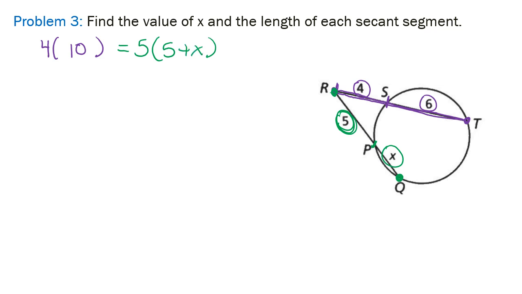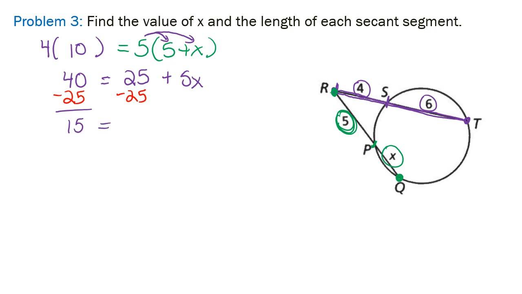Now our equation's set up for us to solve for x, so now we just do our algebra. We have 4 times 10, which is 40. We distribute our 5, so 5 times 5 and 5 times x, so we get 25 and 5x. We go ahead and solve the equation like we normally would. We want to subtract the 25 over to the 40. And we're going to get 15 equals 5x.